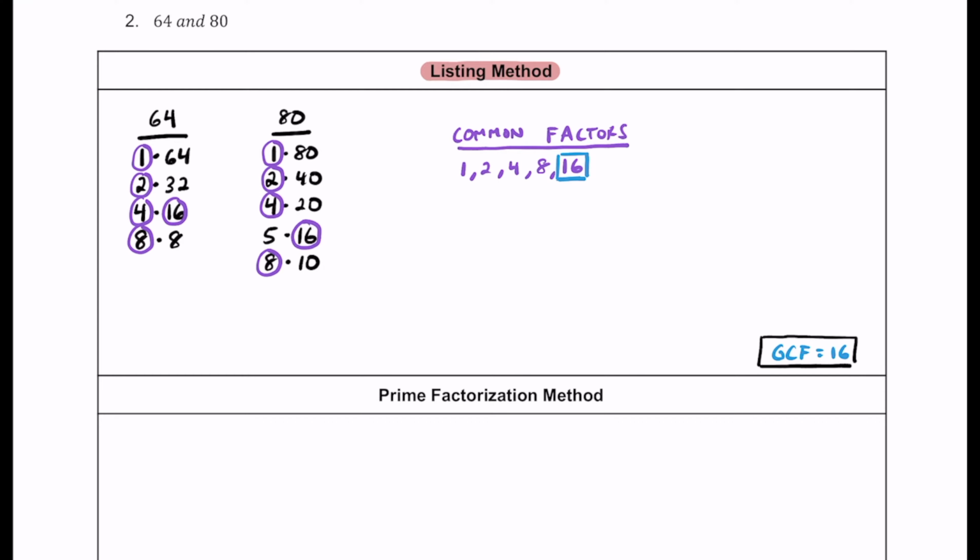So while that was the listing method, let's try the prime factorization method. This one is generally a little bit faster because you don't have to list all the factors, just the ones you need or the prime ones. And so for 64, let's go ahead and think about what this would look like.